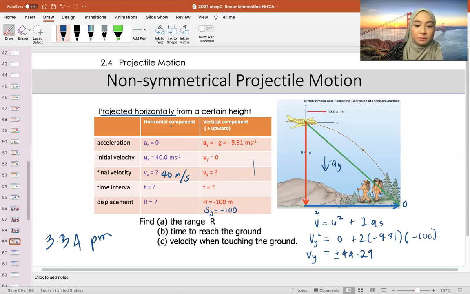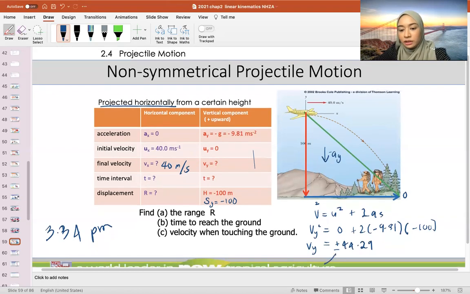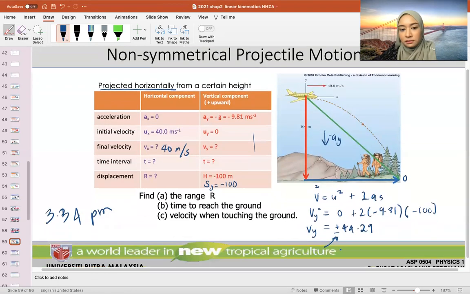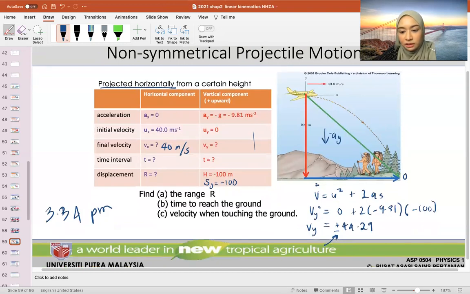When you square something or square root something, you get the answer as positive and negative. And who decides whether it's positive or negative? Humans or computers? Humans. I told you last time, it's humans who decide this for ourselves. We see it's going down, therefore we choose negative 44.29. Don't let the calculator decide our life. So we get Vy equals minus 44.29 because it's going down.